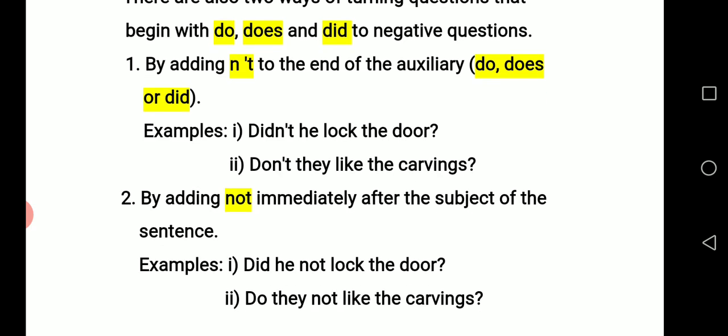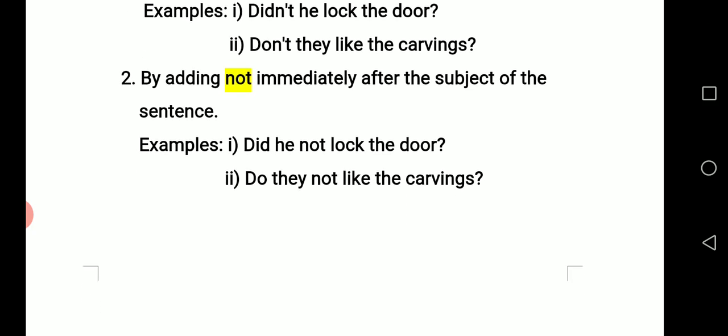You can also turn a positive question into a negative question in this other rule too, by using the full form of not. In this case, you add the not immediately after the subject of the sentence. For example, did he not lock the door? Do they not like the carvings?